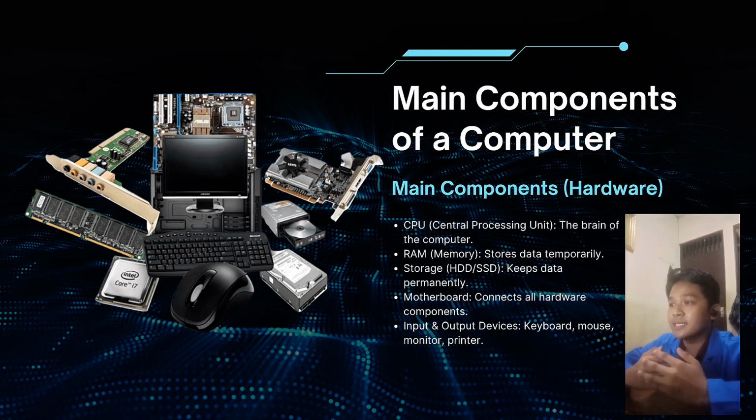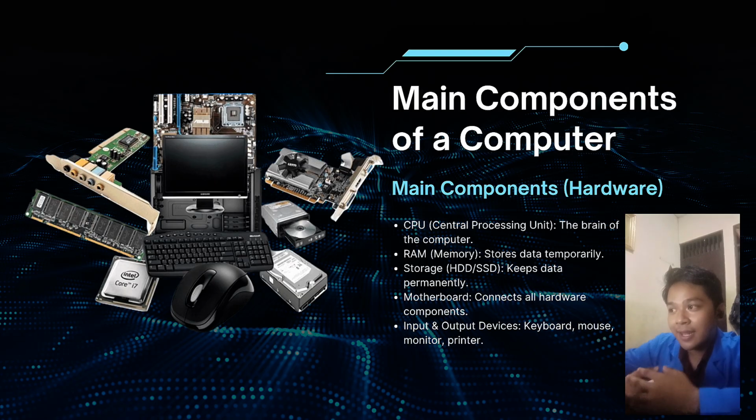The computer has five components. The first is the CPU, or central processing unit. It's like the brain of the computer. Its function is processing the data and instructions. Then we have RAM, or memory, which stores data temporarily, not permanently.